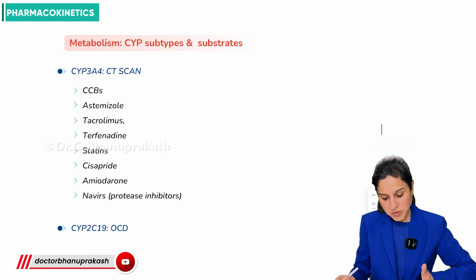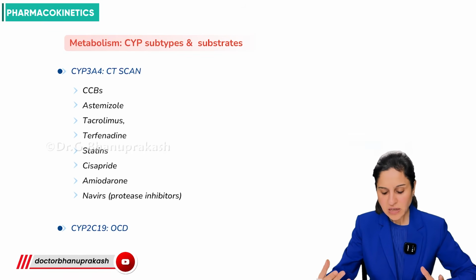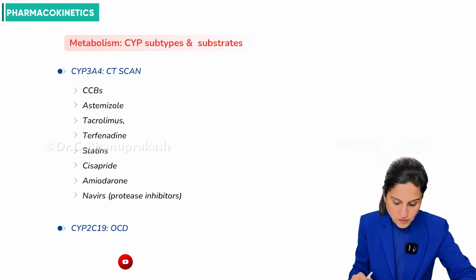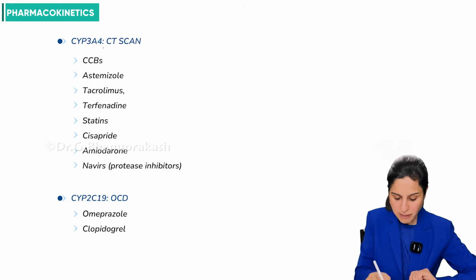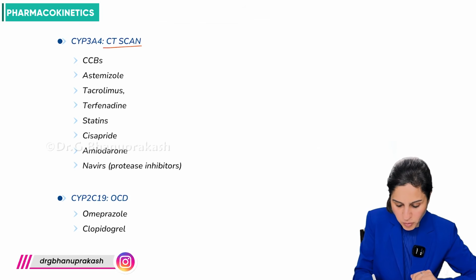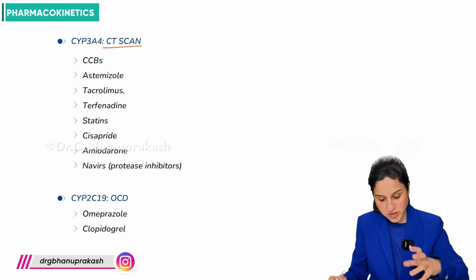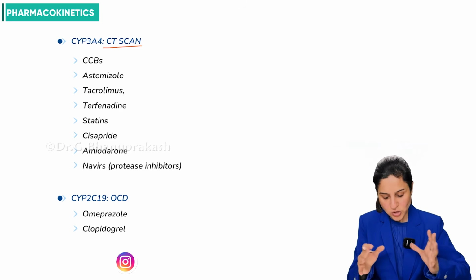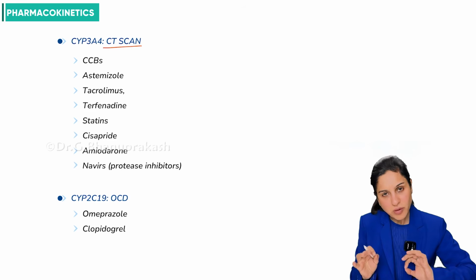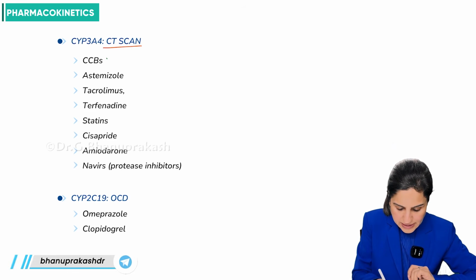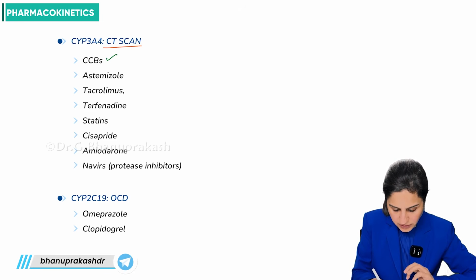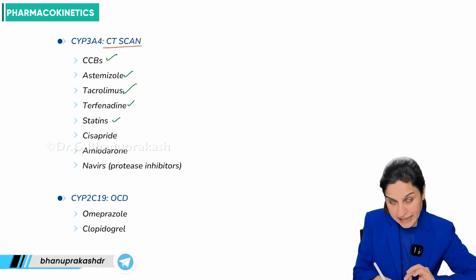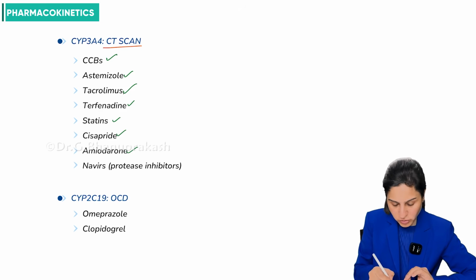Now we have certain substrates for these cytochrome enzymes. There are a few substrates that are important for you to remember from the examination point of view. They are asked. So first are the CYP3A4 substrates. Remember the mnemonic CT scan. These are important to know because many times questions are asked on this: what is the important substrate, metabolite, or inducers and inhibitors. So all sorts of questions are there. So let's do only the important ones. CT scan is the mnemonic. C stands for CCBs. Then we have astemizole, tacrolimus, terfenadine, statins, cisapride, amiodarone, and navirs, the protease inhibitors.